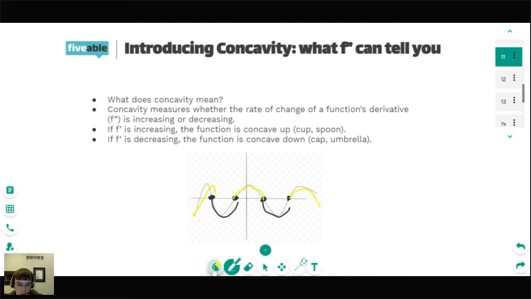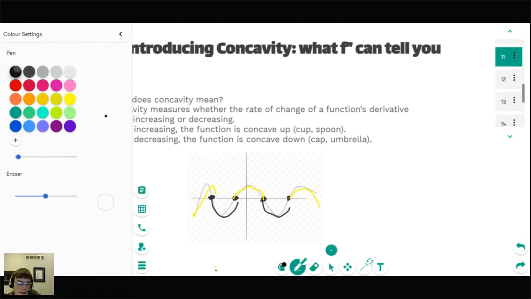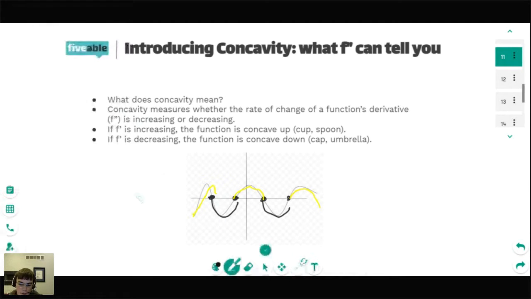And if you are like me and you don't really like the silly mnemonics, you can just memorize it by up and down being the way it opens, not where the top is. So if it's concave up, it opens up, and if it's concave down, it's opening down.